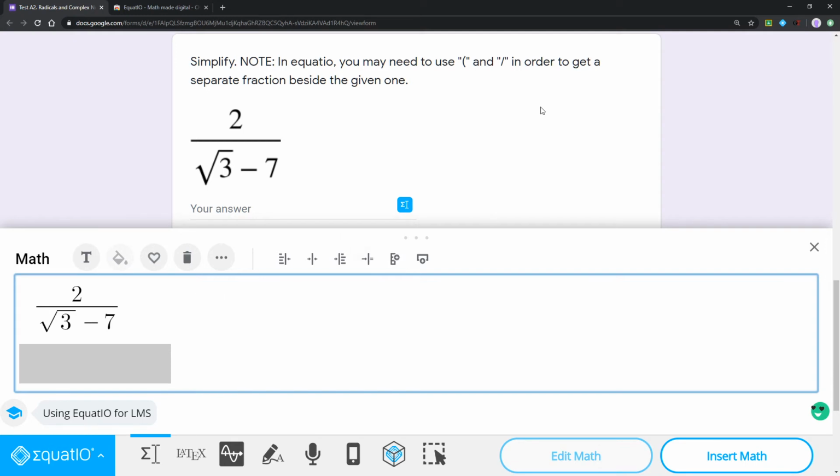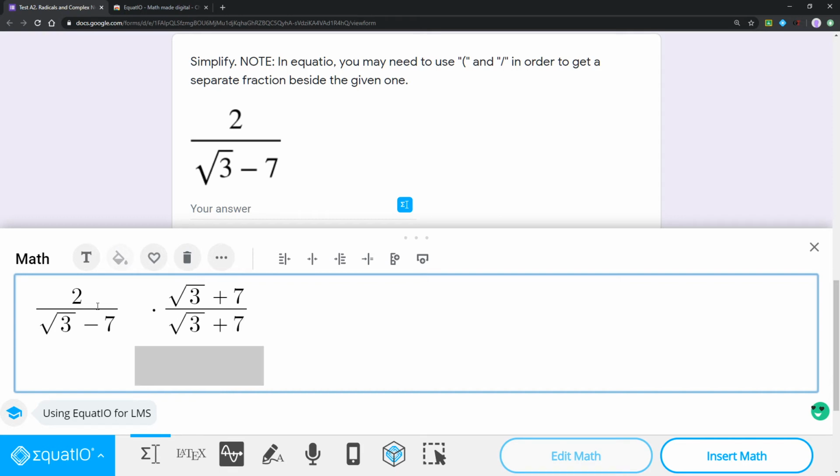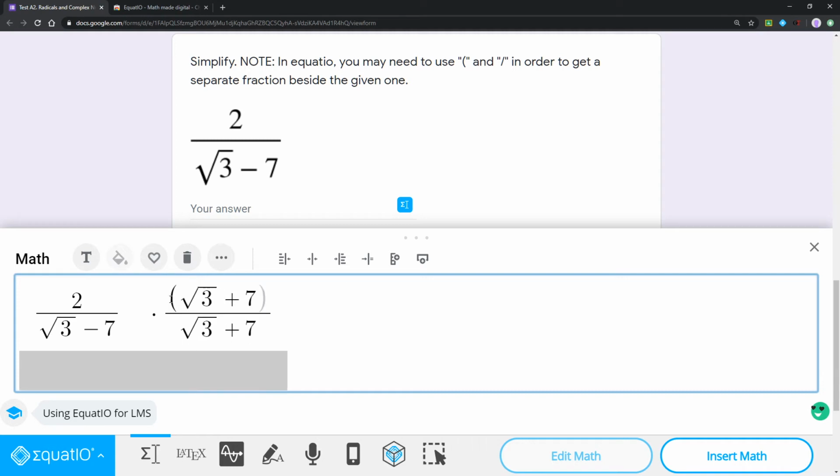You technically could have done this trick as well, but I'm going to multiply this by a fraction, and the thing I'm going to multiply by is the conjugate. So I'm not multiplying by root 3 over root 3. I'm not multiplying by root 3 minus 7 over root 3 minus 7. I'm multiplying by the square root of 3 plus 7 over the square root of 3 plus 7. All right. And if you wanted, you could put these in parentheses like so. It doesn't technically matter.